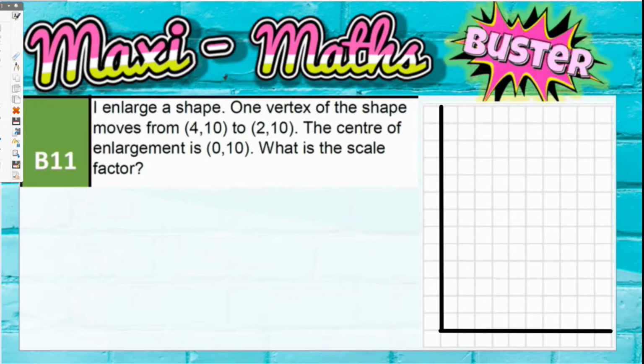Question B11, I enlarge a shape. One vertex of the shape moves from 4,10 to 2,10. The center of enlargement is 0,10. What is the scale factor?